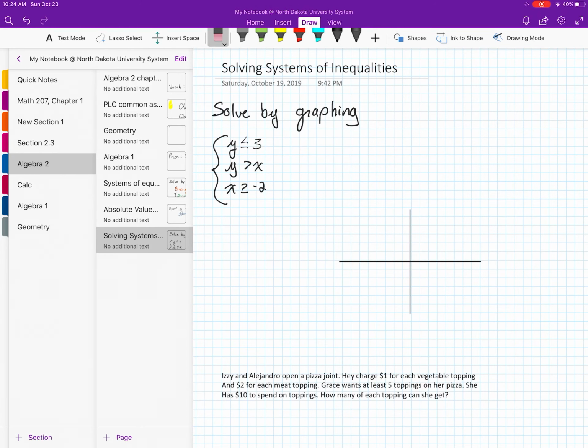Okay, accelerated study. Let's solve some systems of inequalities. And we do this by graphing. So we just graph the inequalities as we have always done.